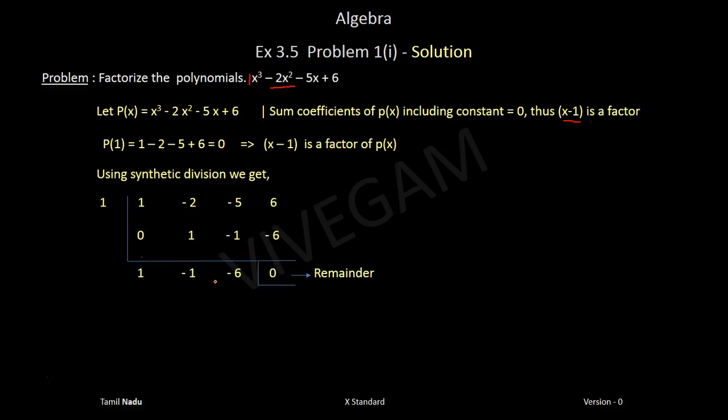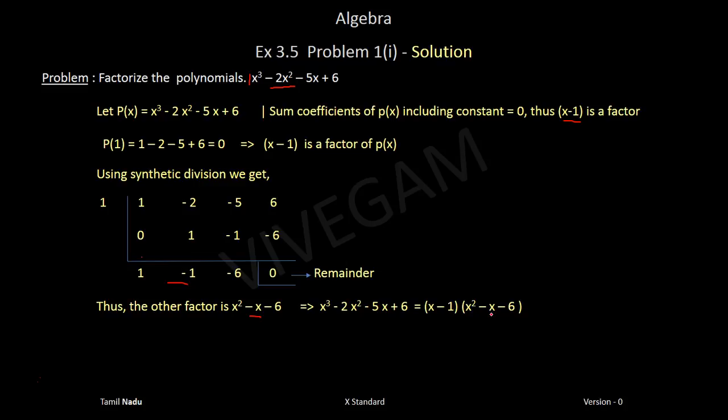It's the remainder. So this is the quotient. What's the quotient? This is the constant, this is the coefficient of x, and this is the coefficient of x squared. So it's x squared minus x minus 6. That's the other factor, x squared minus x minus 6. Which means this polynomial is equal to this factor, that is x minus 1, into this quotient. So it's x minus 1 into x squared minus x minus 6. So we have factorized to a certain extent, but it is still not complete. We need to factorize this.